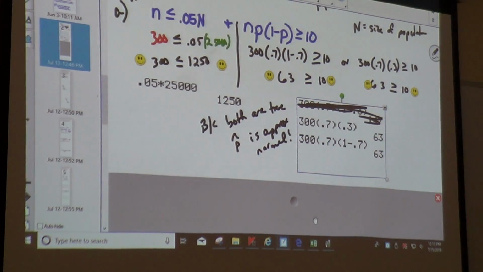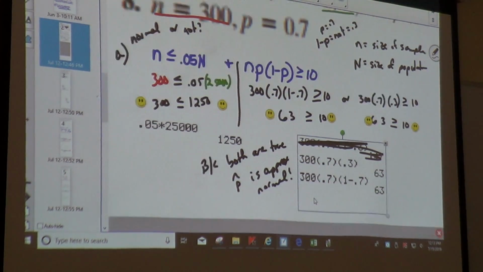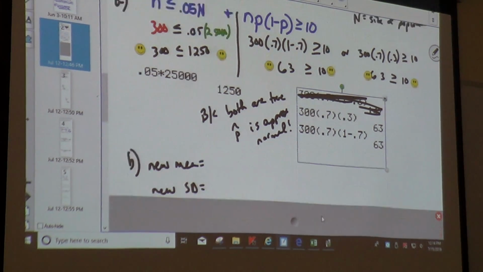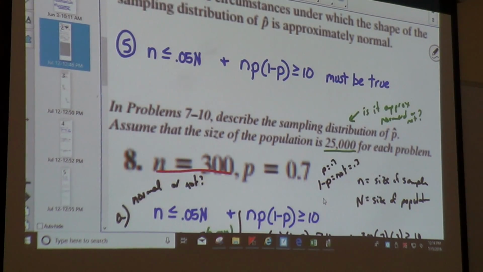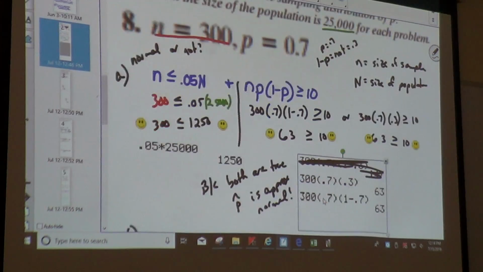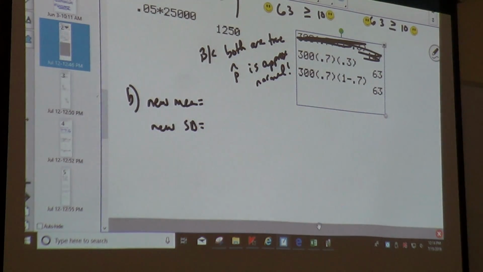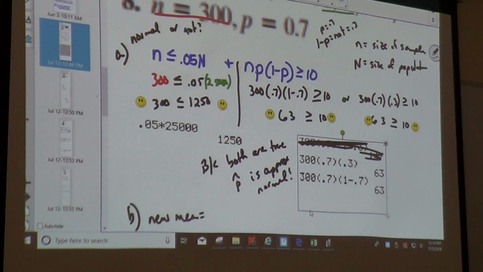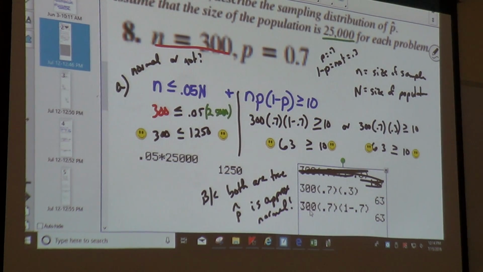Now that we know that it's approximately normal, part B of this question is, what is the new mean and what is the new standard deviation? Hold on, have I gotten to that part yet? Maybe I have, and maybe I haven't. Okay, what is the new mean and what is the new standard deviation?